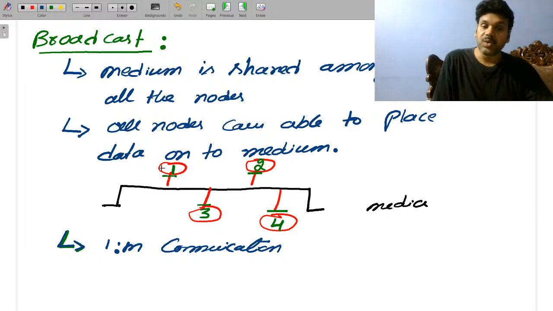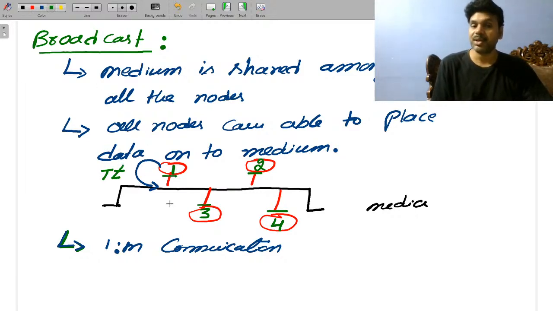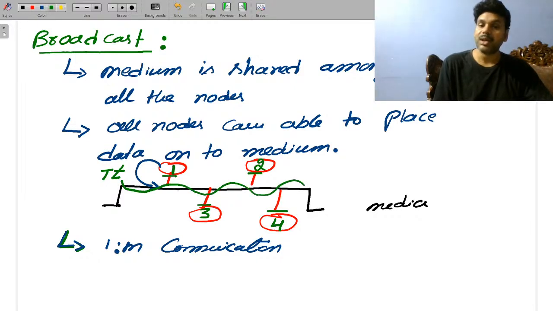Whenever node 1 would like to transmit data, he will place the data onto this media only. When he places the data onto the media, then what is going to happen? Last session we learned that placing your data onto the media takes a transmission time. And this data, from the start of the point to the end of the point, is going to traverse like this. This is the start of the media, this is the end of your shared media.